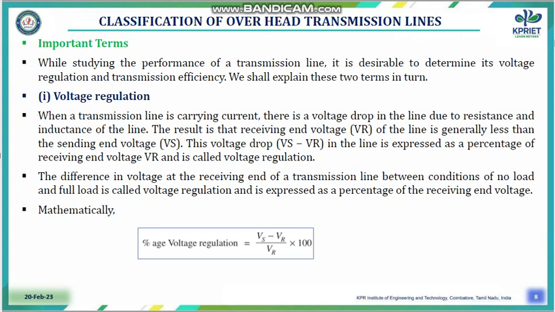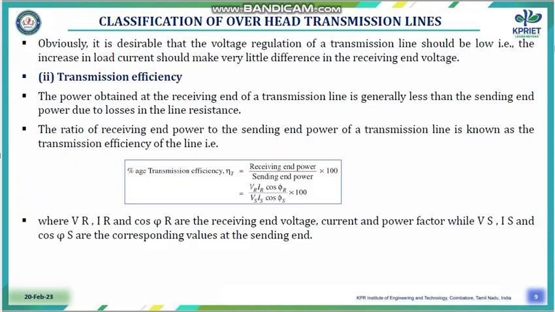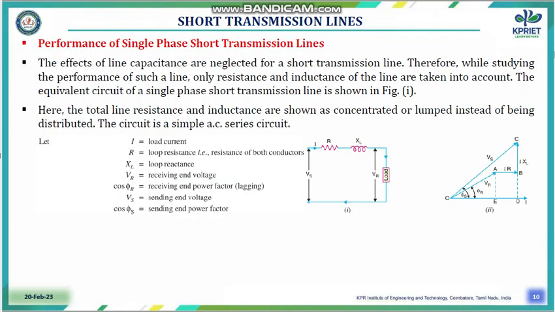This is an important terminology: voltage regulation. Voltage regulation is sending end voltage minus receiving end voltage, divided by receiving end voltage, into 100. Similarly, efficiency is receiving end power divided by sending end power, into 100, which gives the efficiency of a transmission line. If the efficiency is nearer to 100, the line is good, and if the voltage regulation is nearer to 0%, the voltage regulation is also good. This determines the performance of a transmission line.